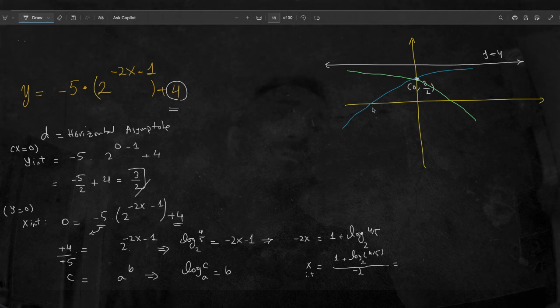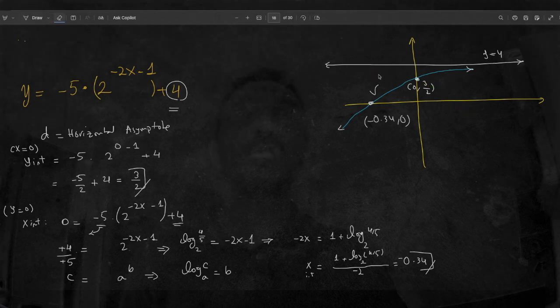Okay, so here you can find this value with the calculator. If you find the answer, you're going to see that it is about minus 0.34. So the point is (minus 0.34, 0). Okay, so the answer is this case. This is the right answer and solution. We don't need this anymore.